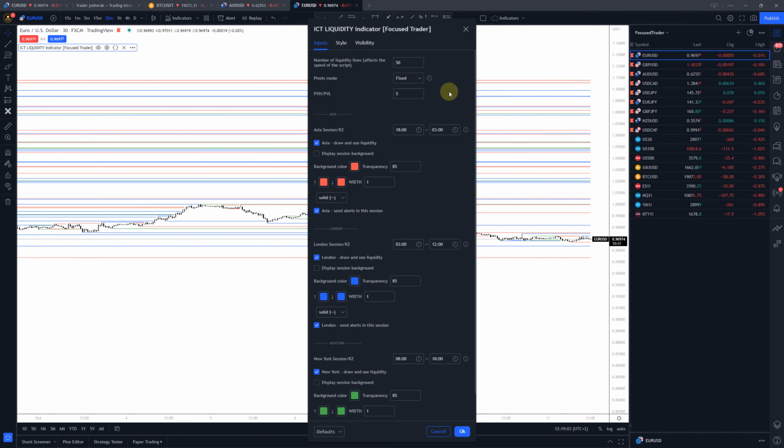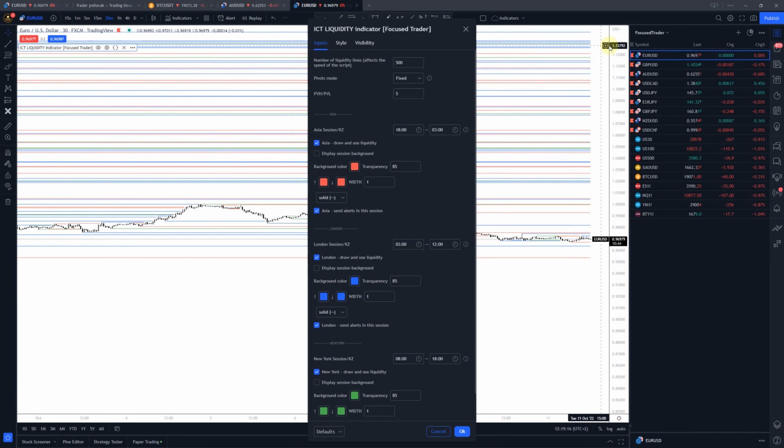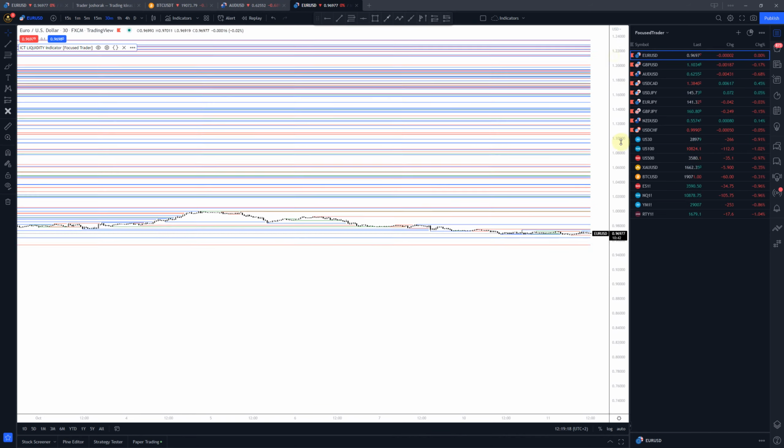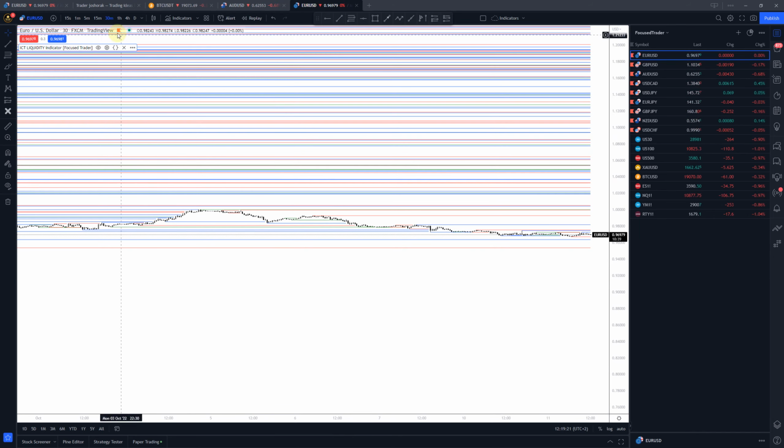And if I increase this number to 500, we will wait a while until the indicator calculates. It's a long while, and that's also the reason why I'm using 50. You see that many more lines occurred here. Wow, there are a lot of them. So you don't need that.